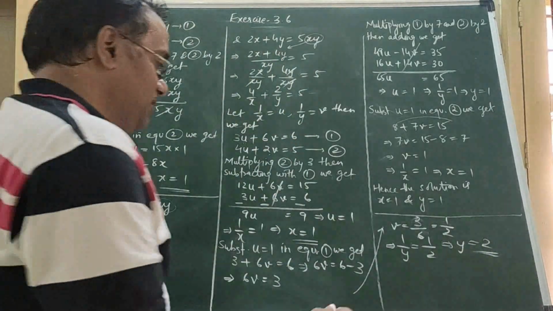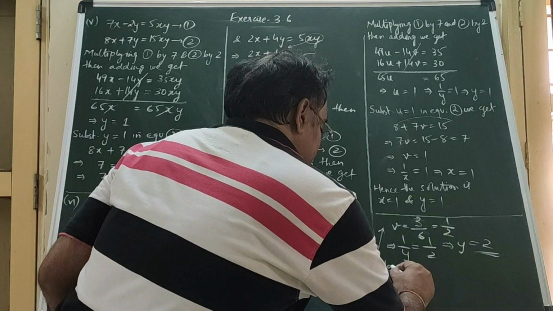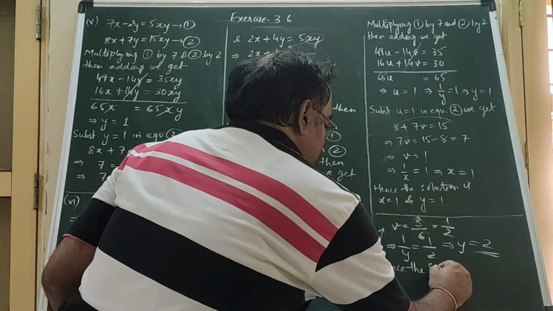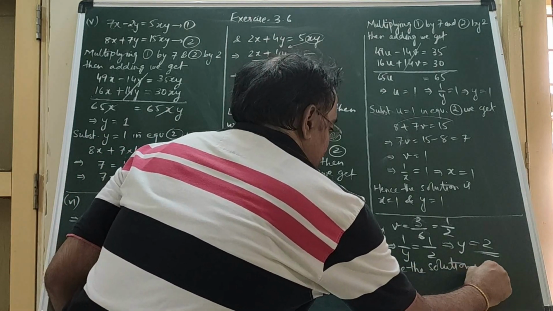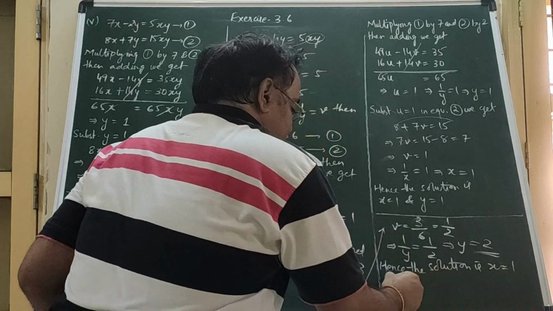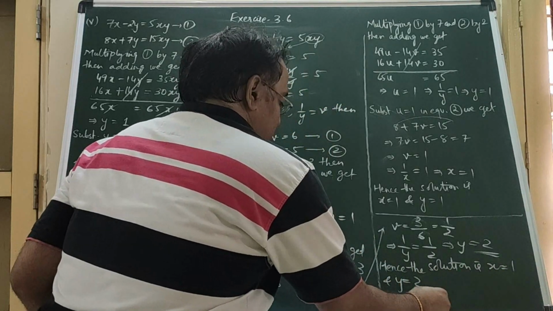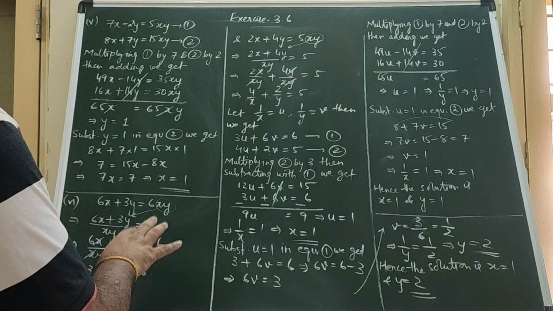ठीक है, तो what is the solution? Hence the solution is x is equals to 1 and y is equals to 2. So 6 bit हो गया.